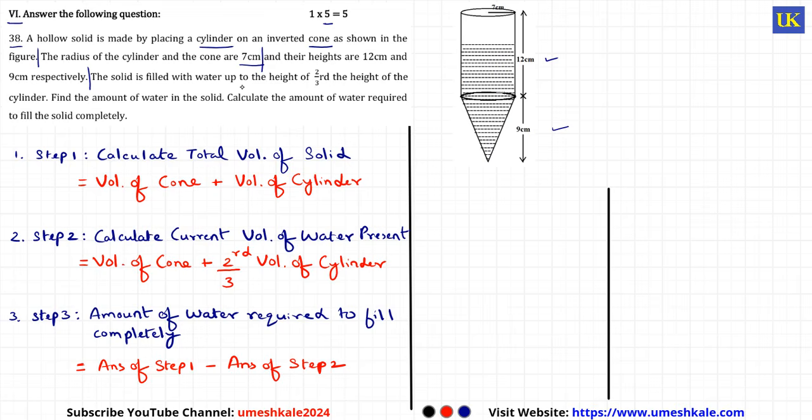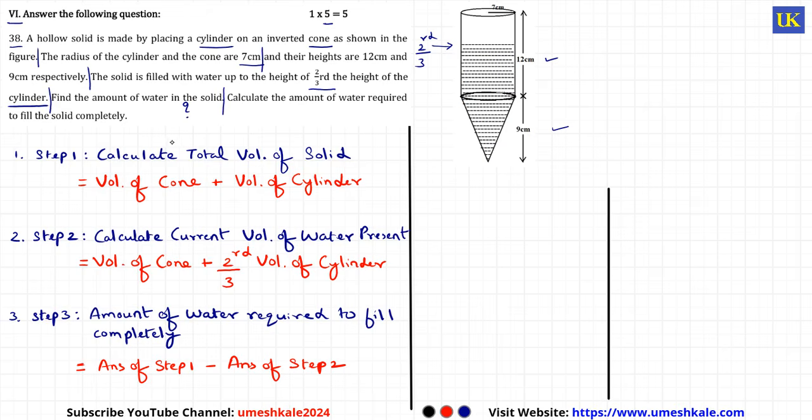The solid is filled with water to the height of two-thirds of the height of cylinder. So currently in this particular object, the water is present until the two-third height of the cylinder, as you can see here. Find the amount of water in the solid. So currently how much water is there in the solid is what we have to find out.